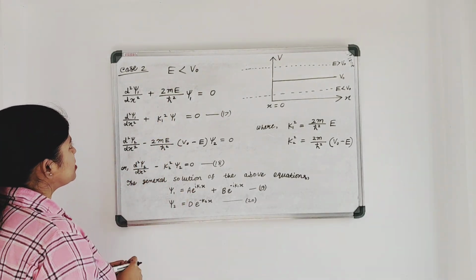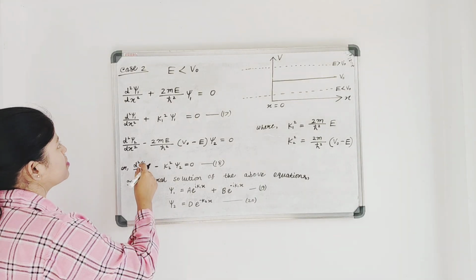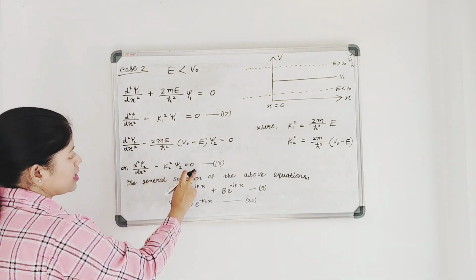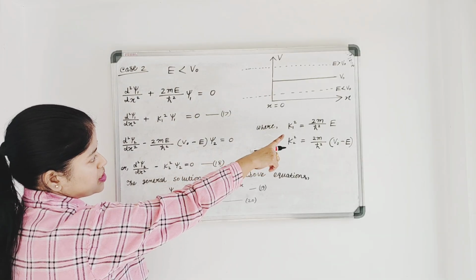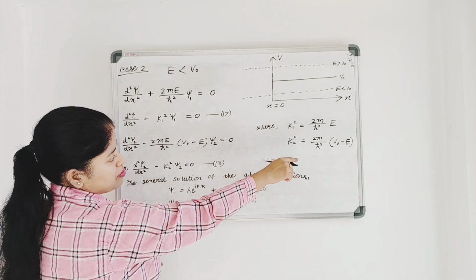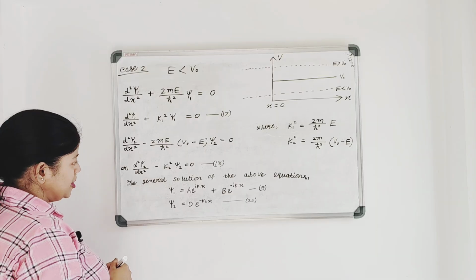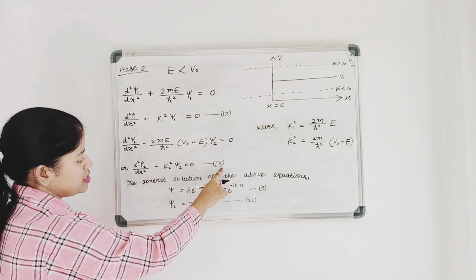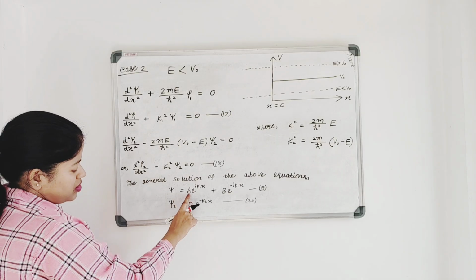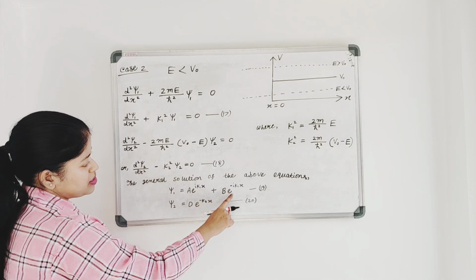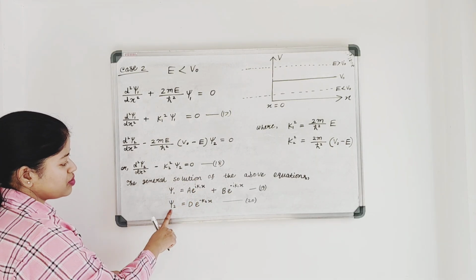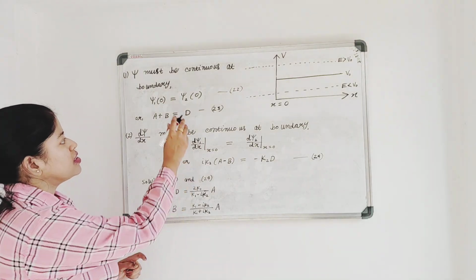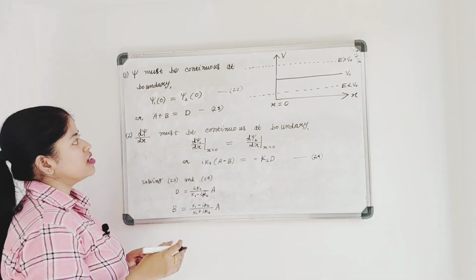So in case of E less than V0, we can write our Schrodinger equation for psi 1 and psi 2 in this form, where k1 is root of 2m by h cut square into E, and k2 is root of 2m by h cut square into V naught minus E. The general solution of these two equations, equation 17 and 18, is psi 1 equals a e to the power i k1x plus b e to the power minus i k1x, and psi 2 is d e to the power minus k2x.